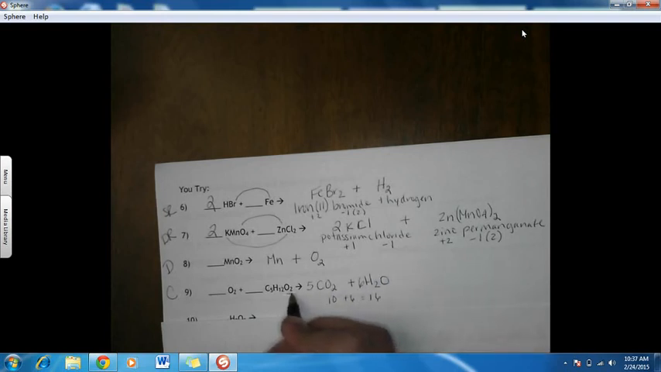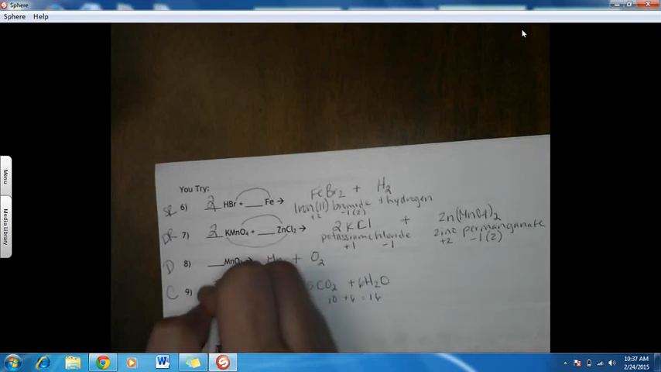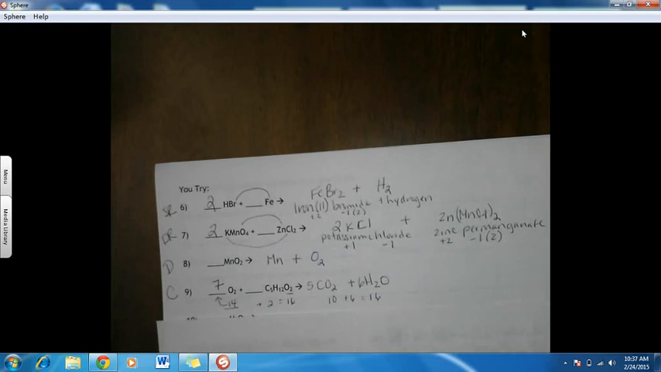Here we already have 2. Right, so to make 16 we're going to need how many? 14 more. And so what number can I put there to make 14? Right, 7. And this is balanced.